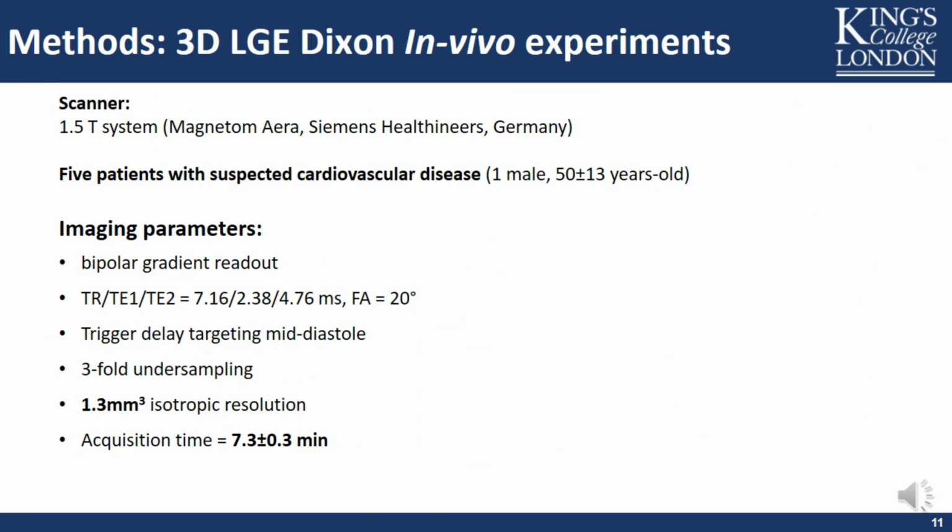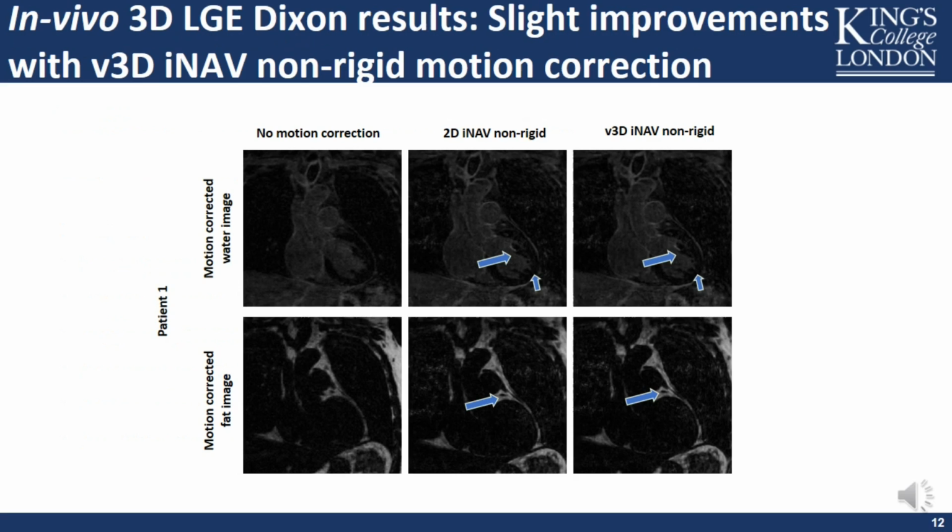We investigated further in 5 patients with suspected cardiovascular disease scanned on a 1.5 Tesla system. Imaging parameters can be observed here. 1.3 millimeter isotropic resolution was used, and average scan time was 7.3 minutes. The virtual 3D iNAV-based non-rigid motion-compensated approach was compared against 2D iNAV-based non-rigid motion-corrected and non-motion-corrected images. Slight improvements are also observed in the 3D LGE Dixon images, as we can see on both water and fat images.